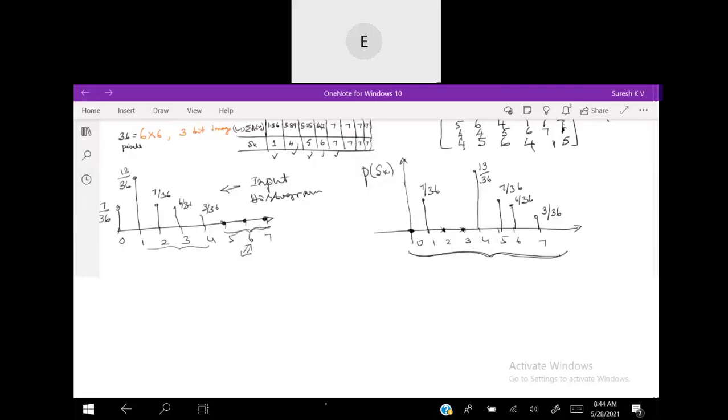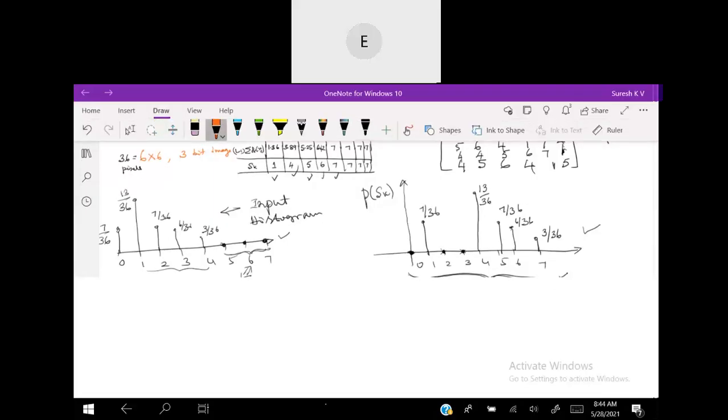So carefully observe. Input histogram is this. The target histogram is this. Ideally speaking, what should I expect? All of you know that ideally speaking, I should have a uniform histogram. This is what is expected. But in a digital image, you cannot expect perfectly uniform, but approximately it looks uniform. Almost all of them are of the same value, except this and this.